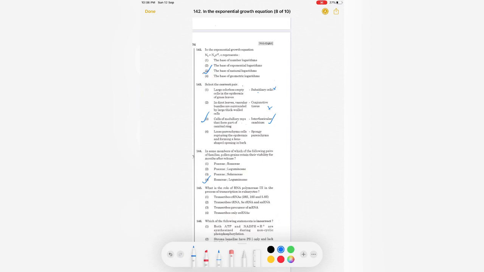Question number 145. What is the role of RNA polymerase 3 in the process of transcription in eukaryotes? The first option is transcribes rRNAs 28S, 18S and 5.8S. These rRNAs are produced by RNA polymerase 1. Second option, transcribes tRNA, 5S rRNA and snRNA. This is the correct option. Polymerase 3 can produce tRNA, 5S rRNA and snRNA. Option 3, transcribes precursor of mRNA. Remember, the precursor of mRNA, that is hnRNA, is produced by RNA polymerase 2. The correct answer is option 2.